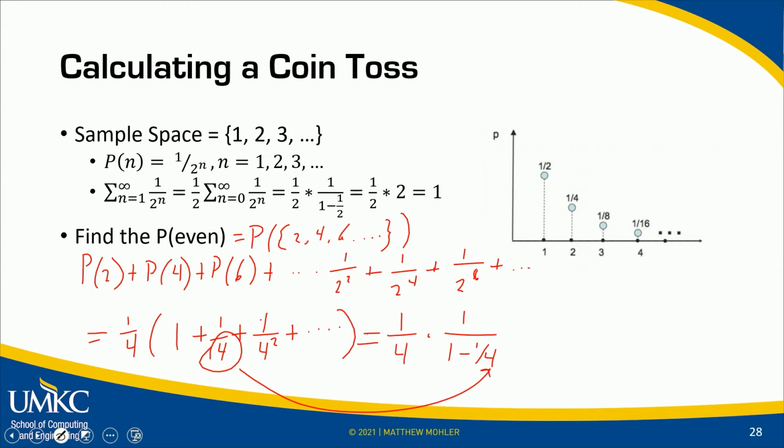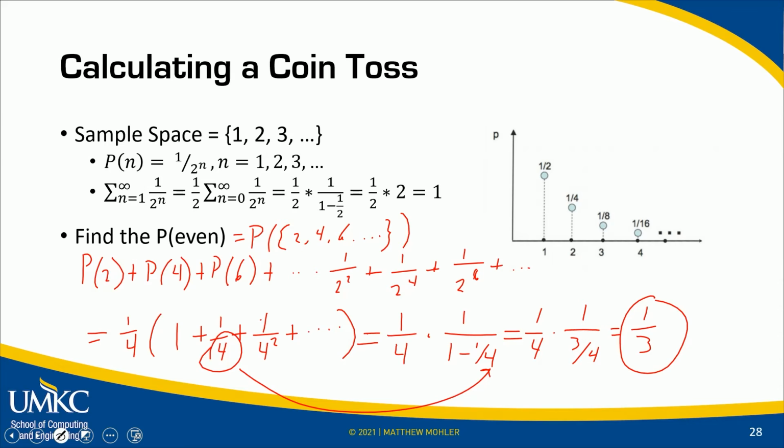Now, when we do this, we find that this is equal to 1/4 times 1 over 3/4, which is ultimately equal to 1/3. Those 4's cancel out. And this is the probability that the outcome is even.